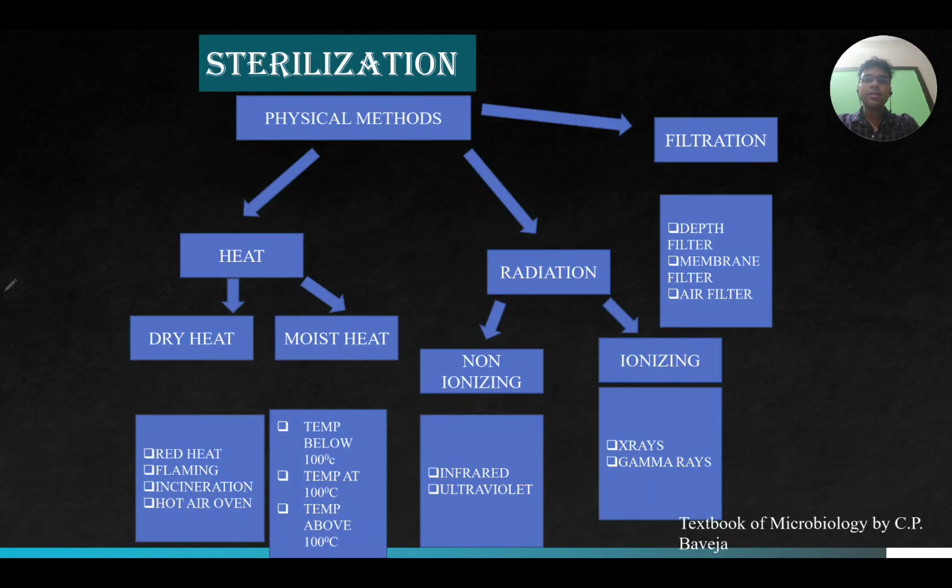Coming to sterilization, there are two methods: one is the physical and one is the chemical method. In the physical methods, we can use heat, which may be categorized into dry heat, where we have red heat, flaming, incineration, and hot air oven. In moist heat, we have temperature below 100 degrees Celsius, temperature at 100, and temperature above 100. In radiation, we have ionizing radiations like X-rays and gamma rays. Non-ionizing radiations include infrared and ultraviolet. In filtration, we have depth filter, membrane filter, and air filter.